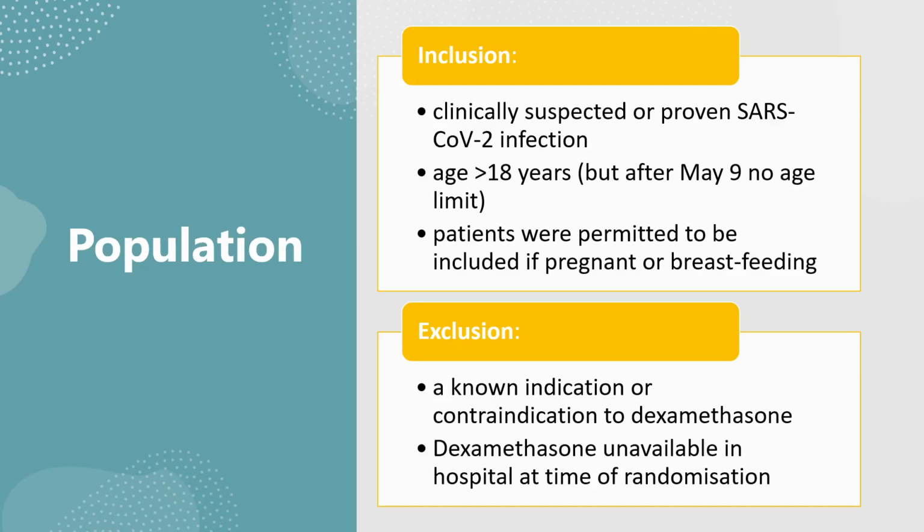Coming to the P, the first letter of PICO. The inclusion criteria for the RECOVERY trial were clinically suspected or proven SARS-CoV-2 infection and age more than 18 years, and patients were permitted to be included if pregnant or breastfeeding. The exclusion criteria were indication or contraindication to dexamethasone, and dexamethasone unavailable in the hospital at the time of randomization. These were the exclusion criteria.